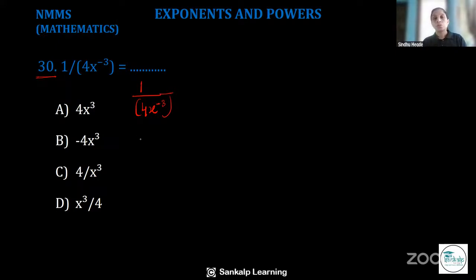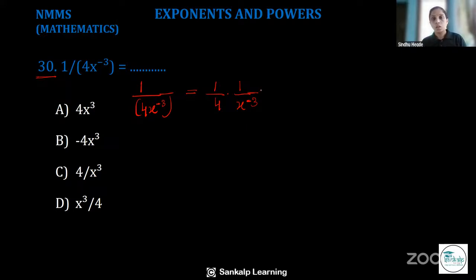Okay, so let me write it separately. 1 divided by 4 and 1 divided by x raised to minus 3. Split and write the given expression. The same: 1 divided by 4x raised to minus 3 is 1 by 4 into 1 by x raised to minus 3.